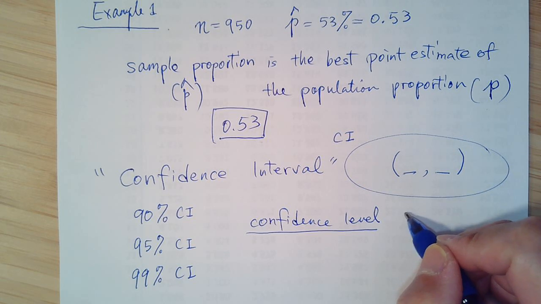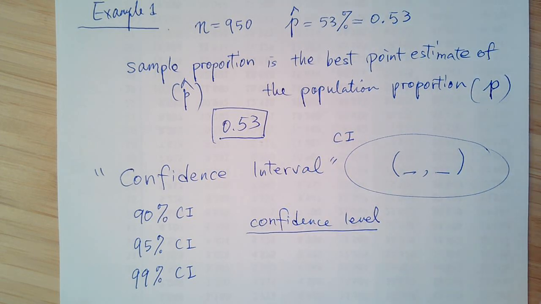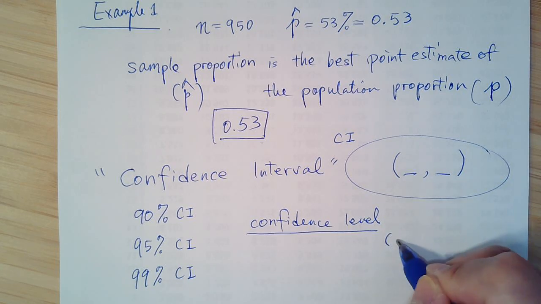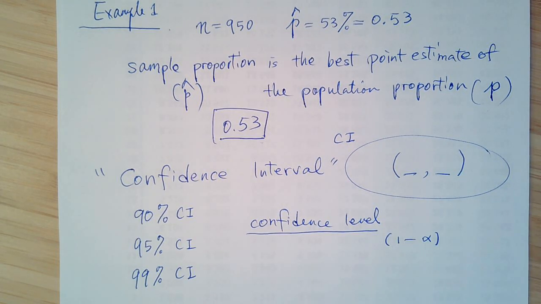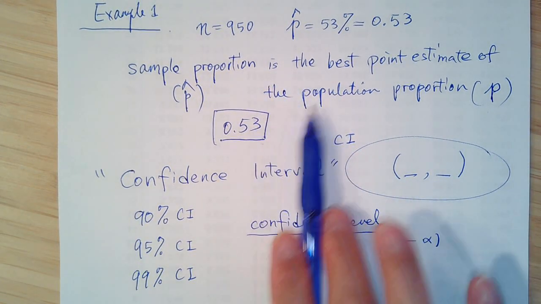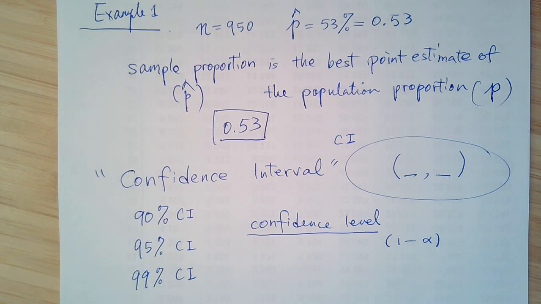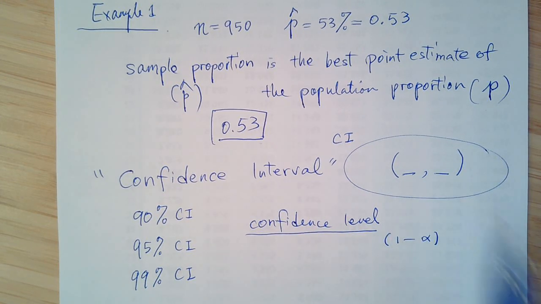So it's either 99% or 90% or 95%. Okay, so what's that? We use that to show 1 minus alpha. This means the confidence interval contains the population parameter, assuming that the estimation process is repeated a large number of times. So if you repeat this sampling again and again and again, then 95% of the time p hat is going to be in this 95% confidence interval.